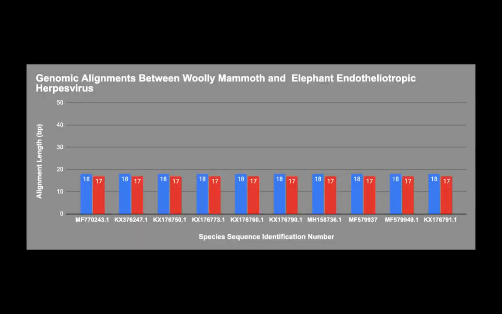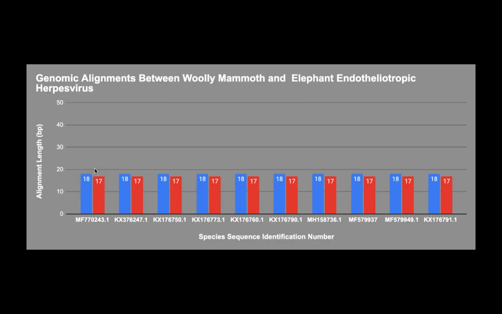So that is what we set about trying to prove: that the elephant endotheliotropic herpesvirus had the ability to affect the woolly mammoth, and if it did, then it probably played a role in the woolly mammoth's extinction. So we used the NIH's Basic Local Alignment Search Tool to find genetic similarities between the elephant endotheliotropic herpesvirus and the woolly mammoth genomes. And what we found was actually really surprising.